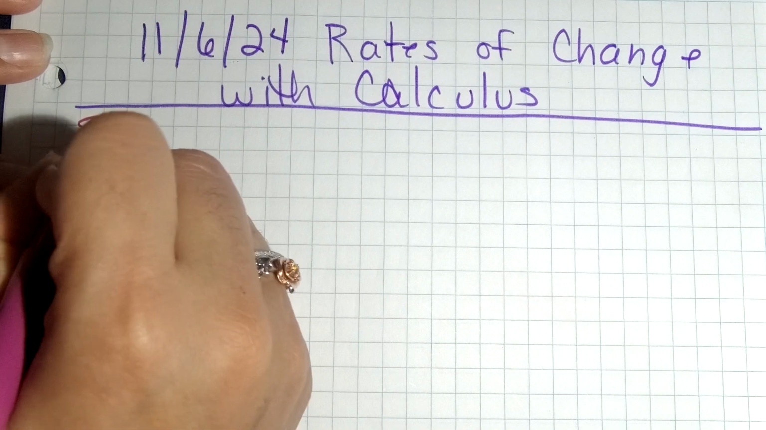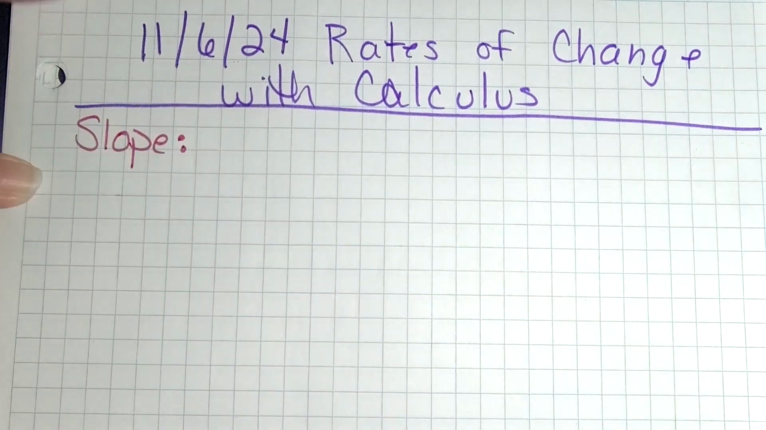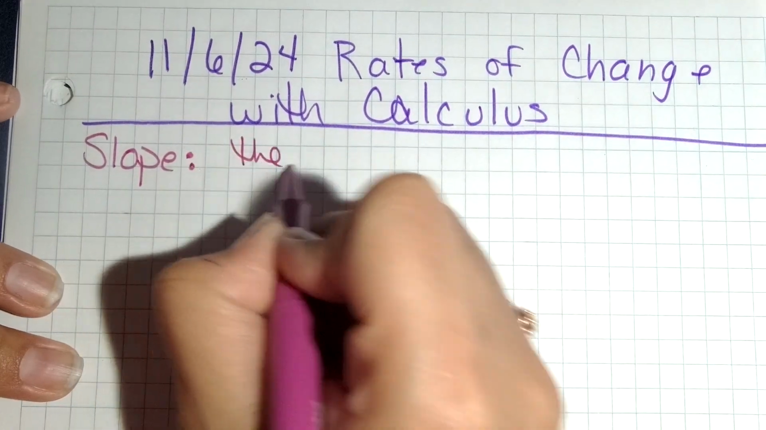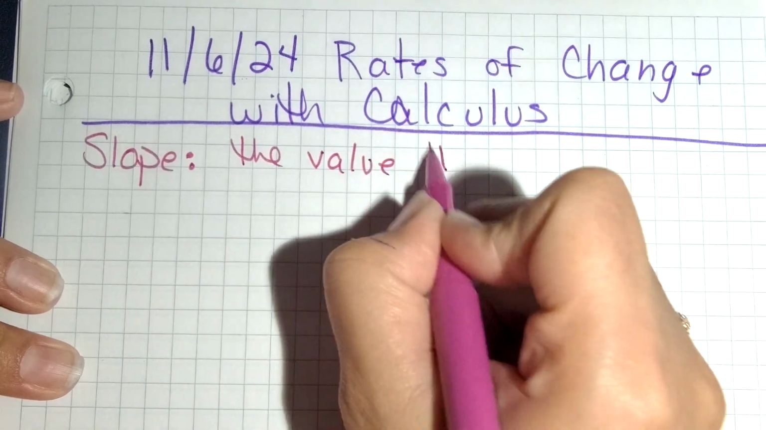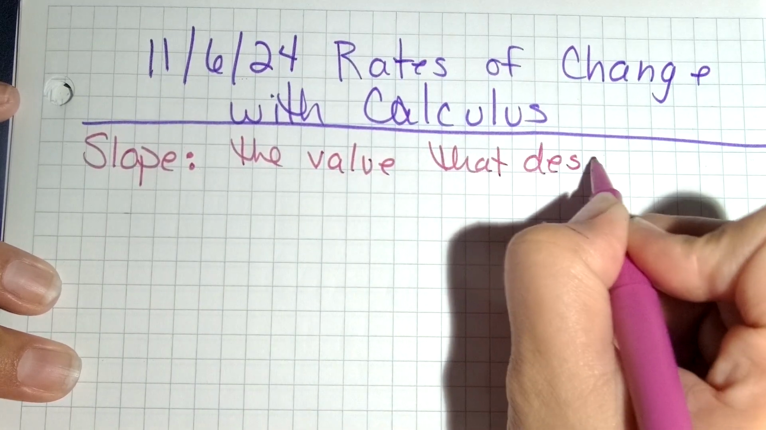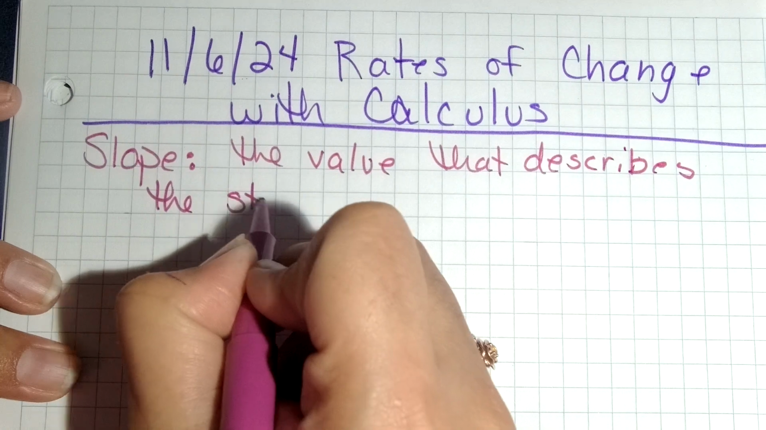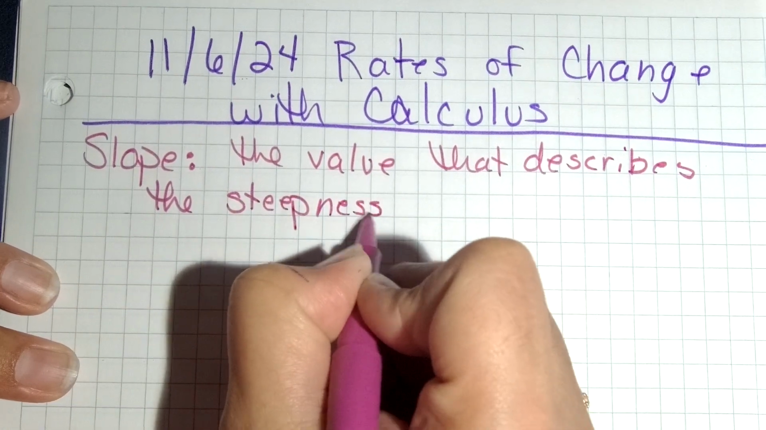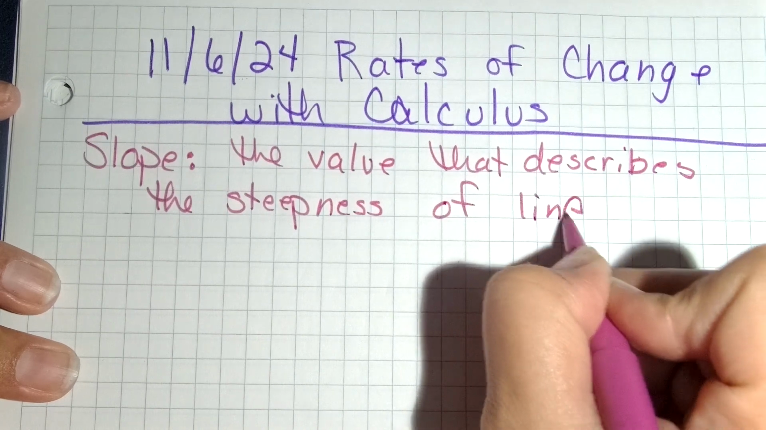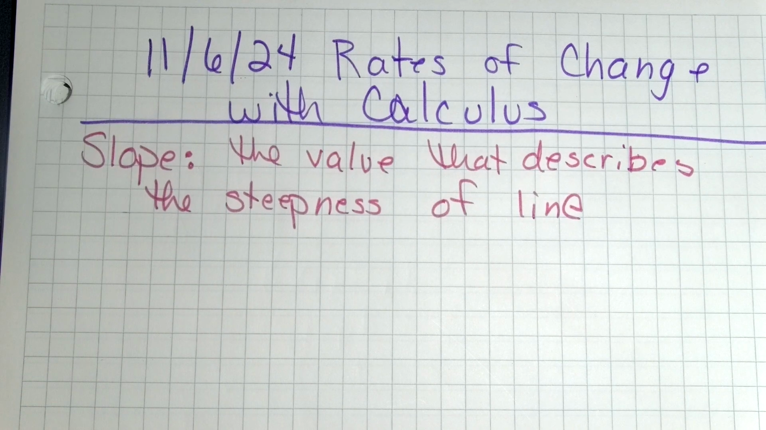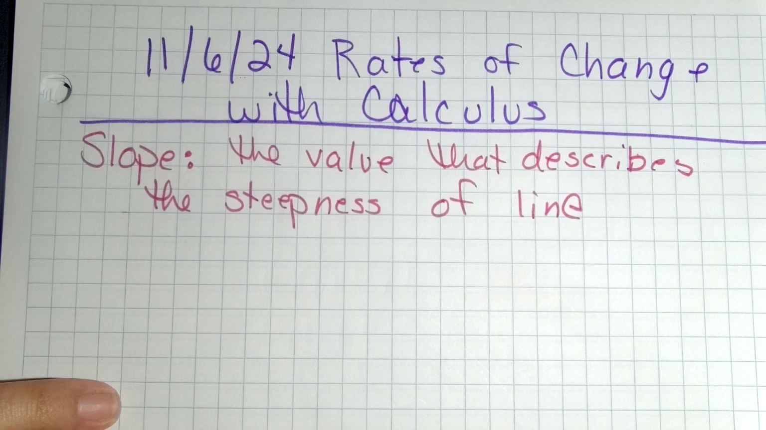As we were working with in the do now, the first thing we need to talk about is slope. The definition of slope is the value that describes the steepness of a line.